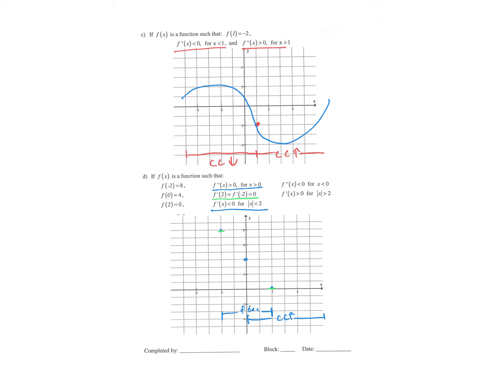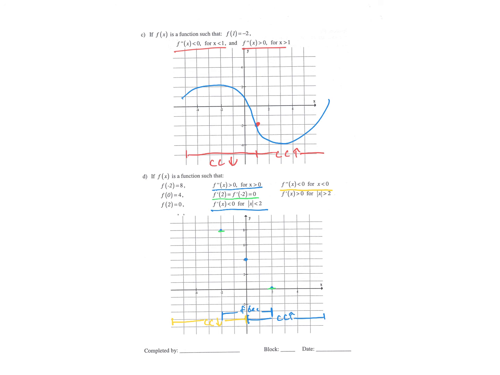All right, this next part. This next part says what? F double prime is less than 0 for when x is less than 0. So for this whole portion, I am concave down. I am concave down. All right.